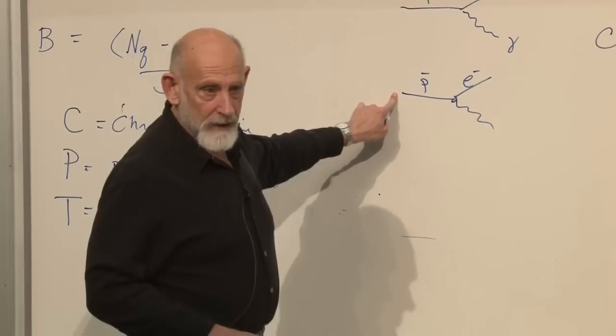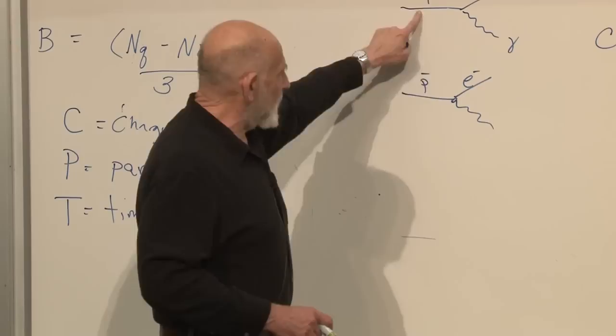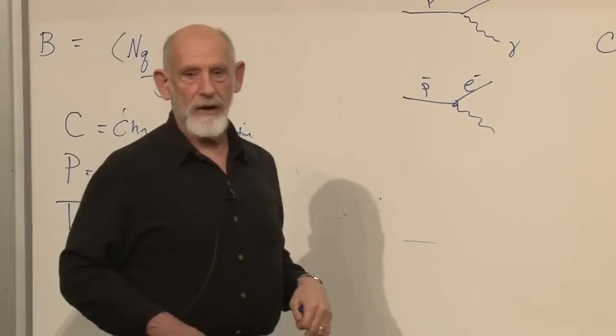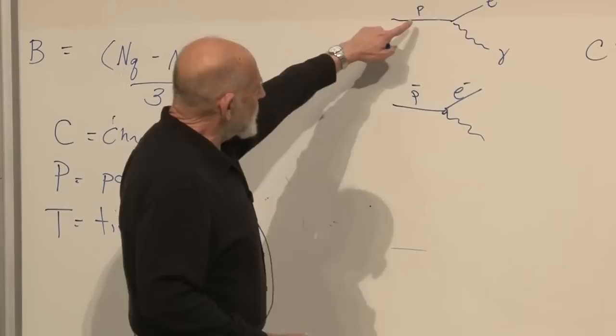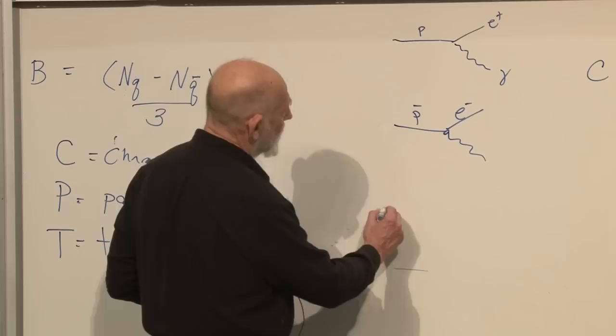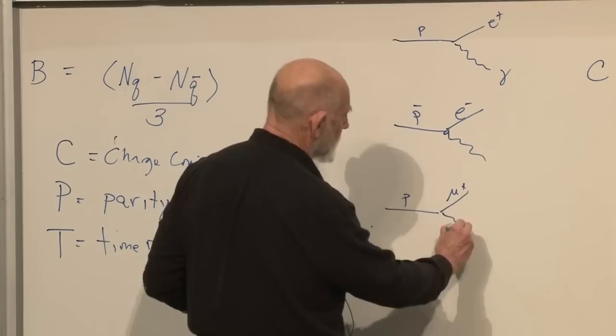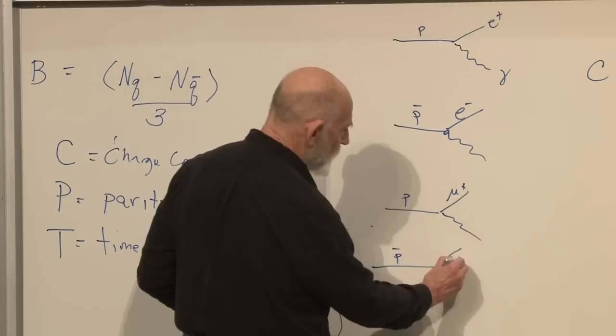There is a rule that the total decay rates, the total half-life of the proton and the antiproton have to be exactly the same. That's a theorem for relativistic field theory. But the way that these two can be different from each other is there's more than one way that a proton can decay. A proton can also decay, for example, into a mu plus and a photon, and an antiproton can decay into a mu minus and a photon.